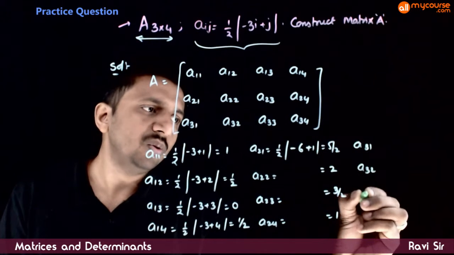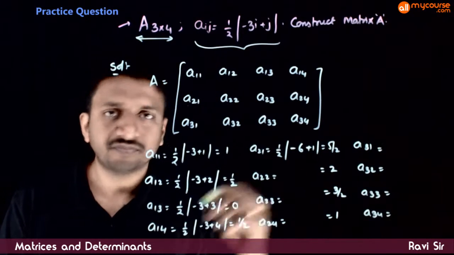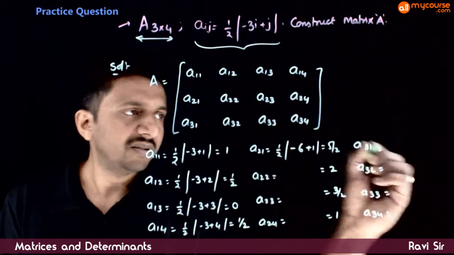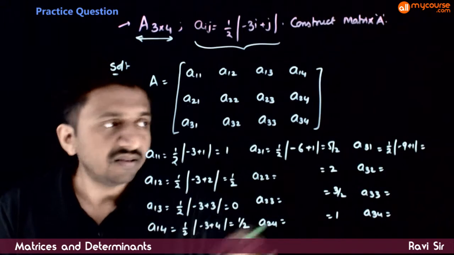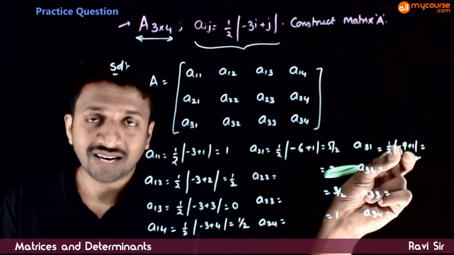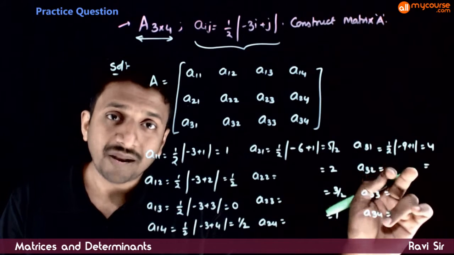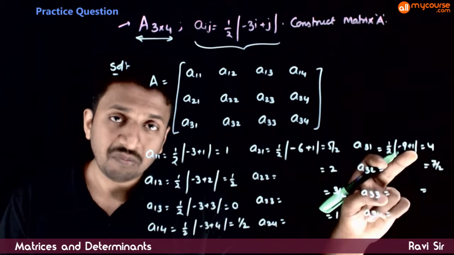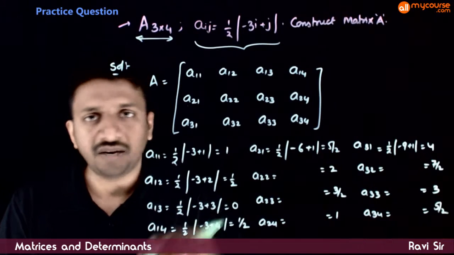Next, A31, A32, A33, A34. So if i is equal to 3, this number becomes minus 9. So half of mod of minus 9 plus 1, that is where we start. So minus 9 plus 1 is minus 8. Mod of minus 8 is plus 8, by 2 is 4. So here you have minus 9 plus 2 is 7 by 2. Minus 9 plus 3 is mod minus 6, which is 6 by 2 is 3. This is equal to 5 by 2.